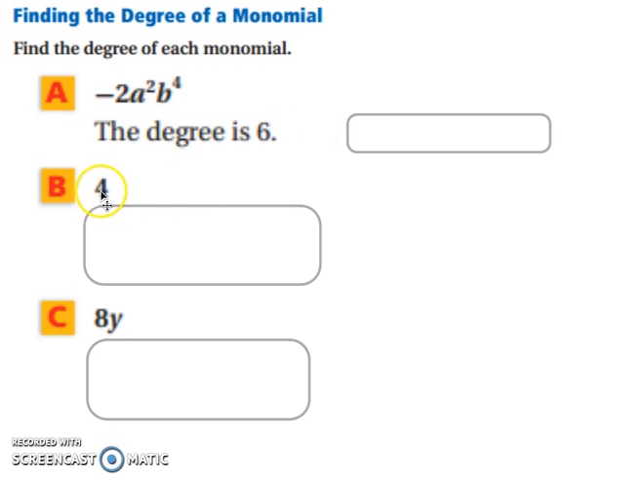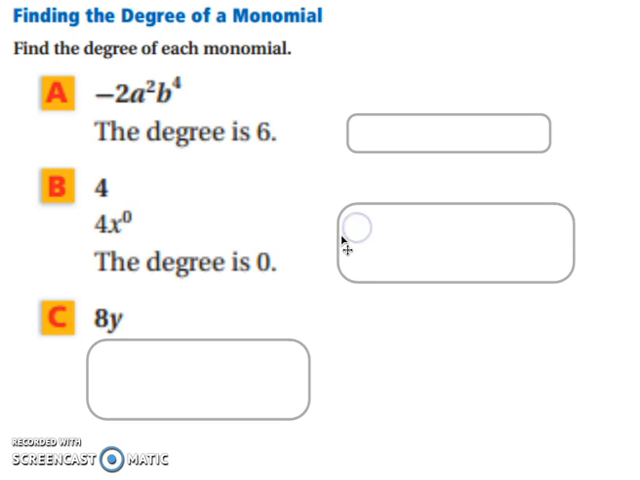There are no variables with this number 4. If there are no variables or letters of the alphabet, that means the degree is 0. Because if you had x to the 0, that's like saying 1, right? So 4 times 1 gets you back to your 4. That's why the degree is 0.